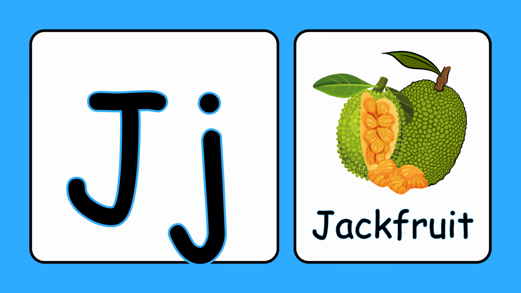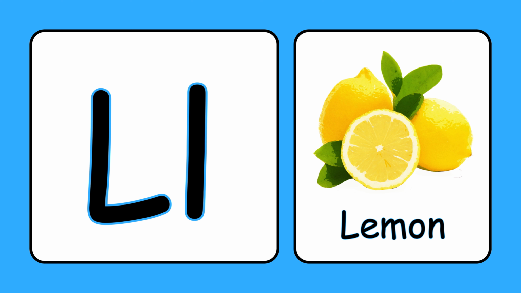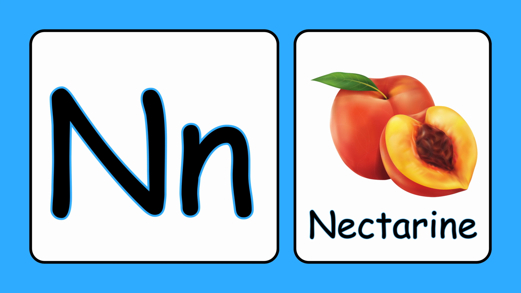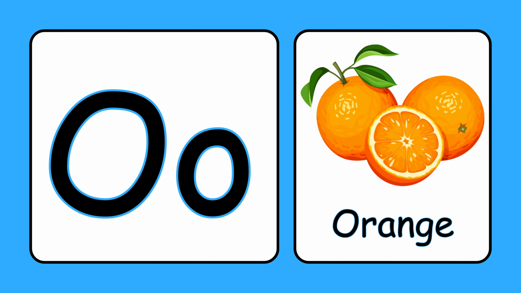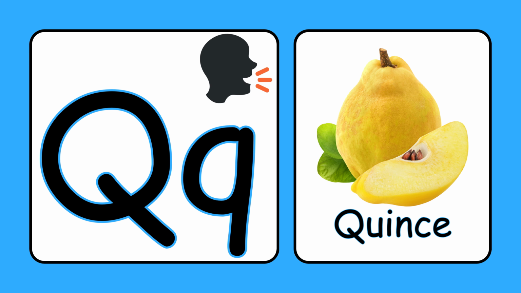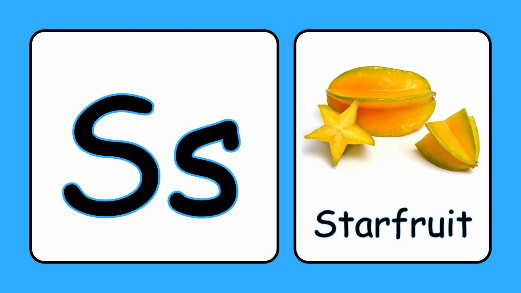J as in jackfruit. K as in kiwi. L as in lemon. M as in mango. N as in nectarine. O as in orange. P as in pineapple. Q as in quince. R as in raspberry. S as in starfruit.